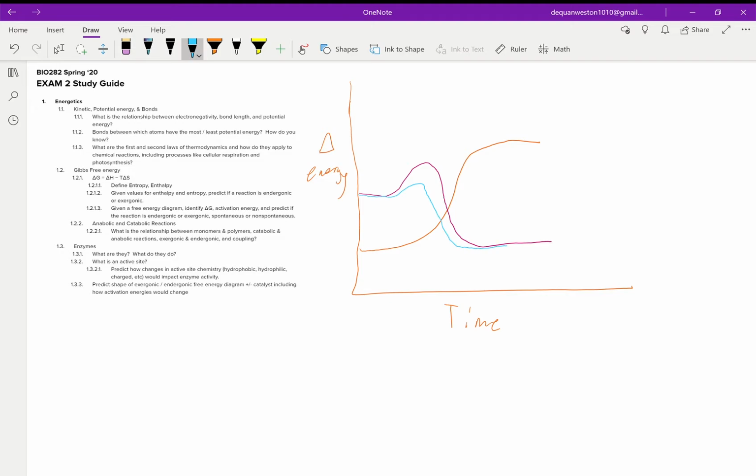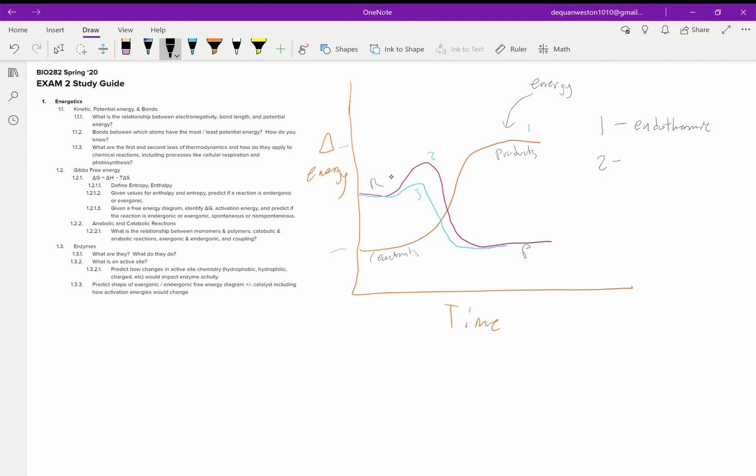Okay, so we have three reactions. We'll say 1, 2, 3. So 1, this is your reactants, and this is your products. Reactants, products. So 1 is endothermic. It goes from low energy to high energy, which means energy went into the system.